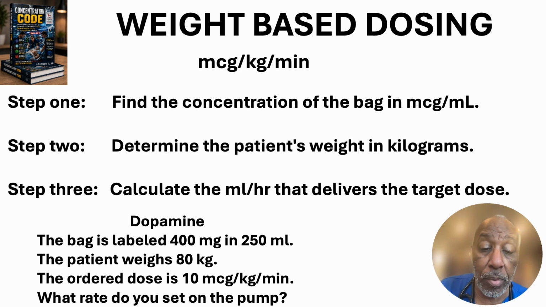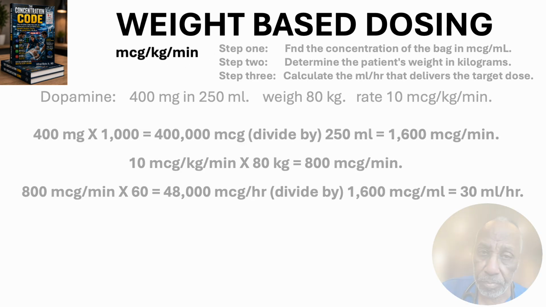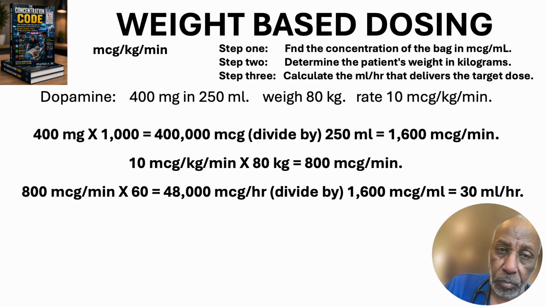The drug is dopamine. The bag is labeled 400 milligrams in 250 milliliters. The patient weighs 80 kilograms. The ordered dose is 10 micrograms per kilogram per minute. What rate do you set on the pump? Step 1, find the concentration in micrograms per milliliter.